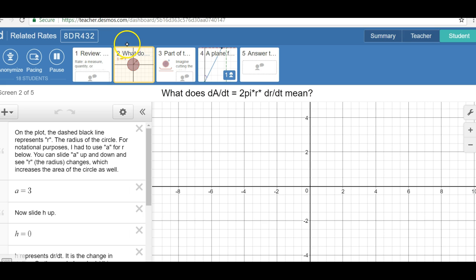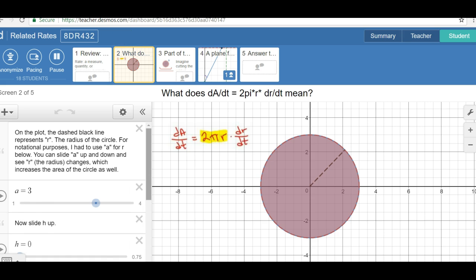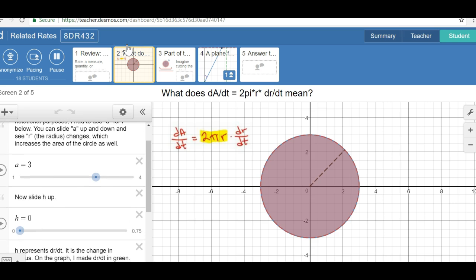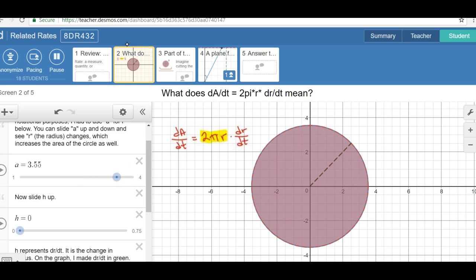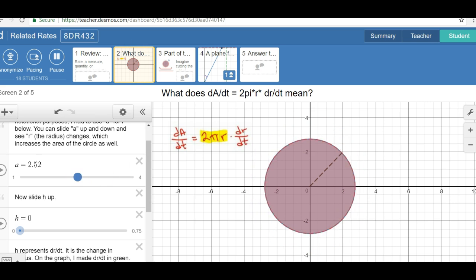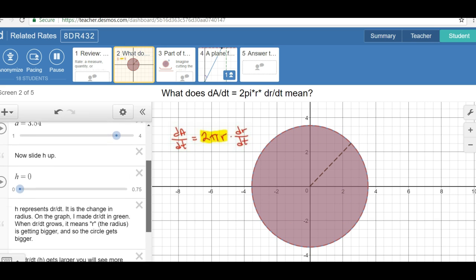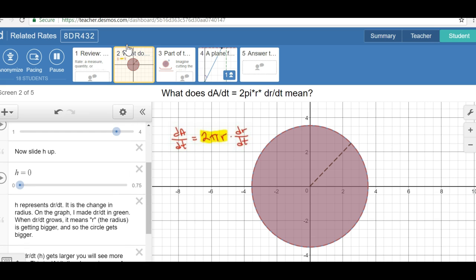All right, and this next slide is just showing you what they look like. So there's that formula, dA dt equals 2 pi r dr dt. This is just showing you that a was the radius. That's this dashed line right here. So the circle's getting bigger as that slider goes up. And then h sliding up. H was how the circle is changing. So it's changing at a certain rate, 0 up to 0.75 units per time unit, second, minute, whatever.